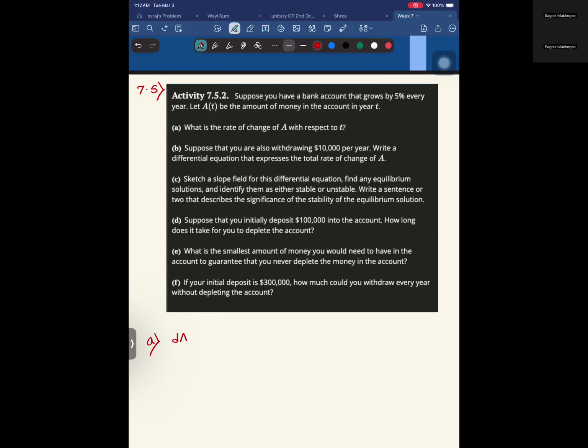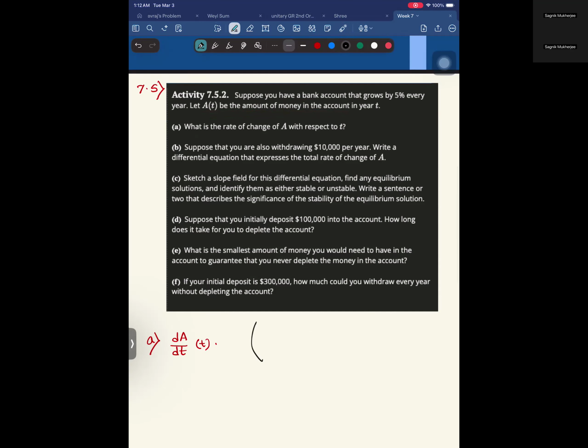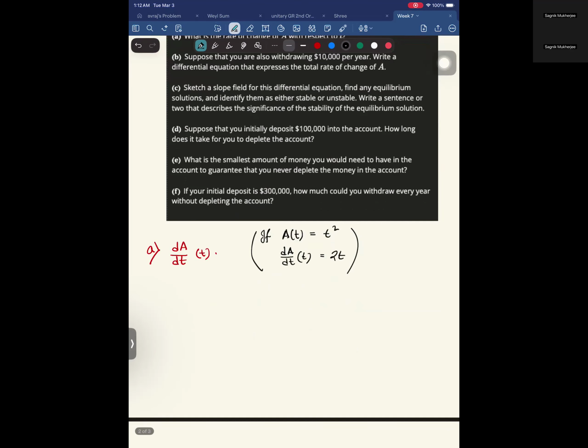And that's very natural, right? This is just dA/dt, and remember, this is a function of T. Meaning, say if A(t) is the function t squared, then dA/dt is the function 2t. Okay, perfect. So dA/dt is the function that depicts the rate of change of money with respect to t.